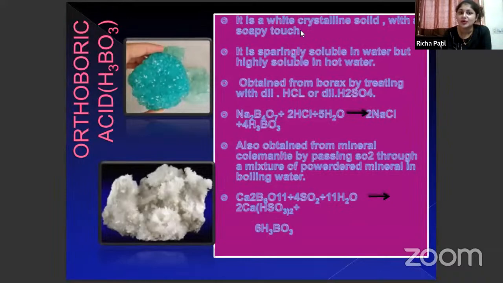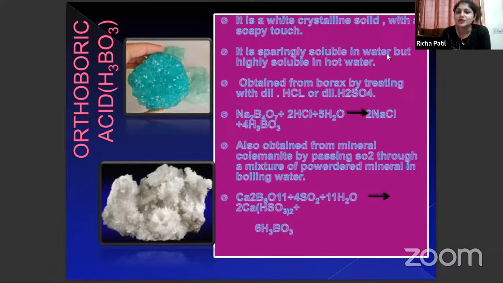Next is orthoboric acid, H3BO3. What is orthoboric acid? It is a white crystalline solid with a soapy touch. It is sparingly soluble in water. Sparingly soluble means what? It is not completely soluble, only a bit soluble, but it is highly soluble in hot water.